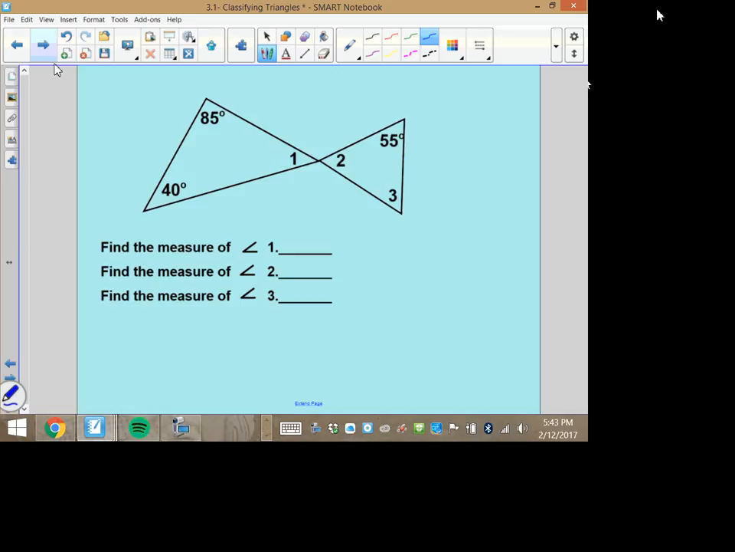Now we're going to use the figure to the left to find the measure of angle 1. So using our corollaries and our theorems, we know that the sum of the angles has to add up to 180. So measure of angle 1 is 55 degrees. And then since we have vertical angles, angles 1 and 2 are congruent, so angle 2 is also 55 degrees. And then we know that the sum of the angles in this triangle have to add up to 180. So we find that measure of angle 3 is 70 degrees.